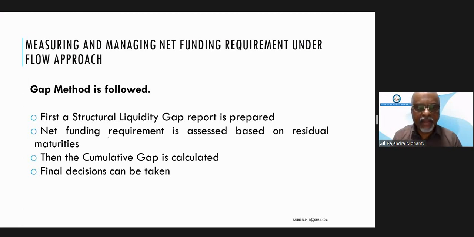Then the net funding requirement has to be assessed based on the residual maturities. So you have 10 maturity ladders, and according to that, you place all your inflows and outflows of funds. So you have your total inflow and total outflow. Then finally, you find the gap between this inflow and outflow. Then you have to calculate the cumulative gap.